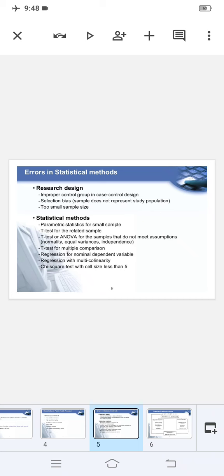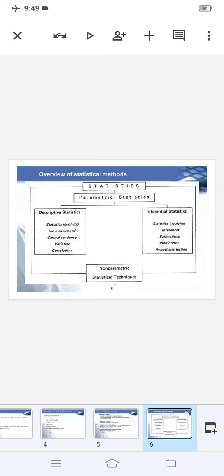So parametric tests: statistics for small samples, t-test for related samples, t-test or analysis of variance, that is ANOVA, for samples that do not meet the assumptions, where we cannot assume normality, equal variances, independence. Then t-test for multiple comparison, regression for nominal dependent variable, regression with multicollinearity, chi-square test with cell size less than 5. So these are all the various tests of statistical methods to ultimately conclude what we are getting by a specific test.